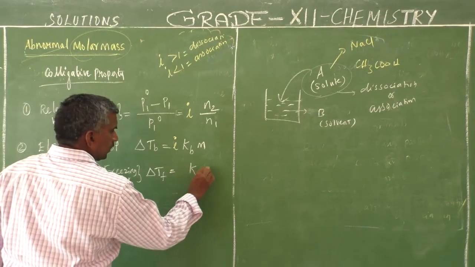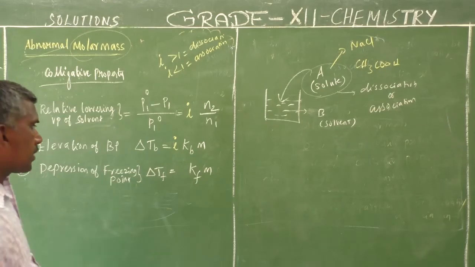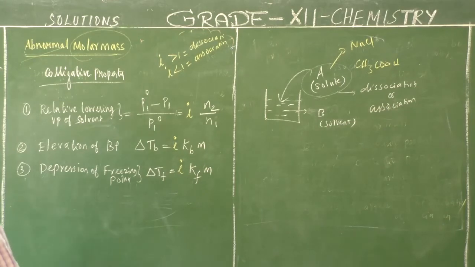KF, the molar depression constant. We use the I value. Only one thing changes by using abnormal molar mass.